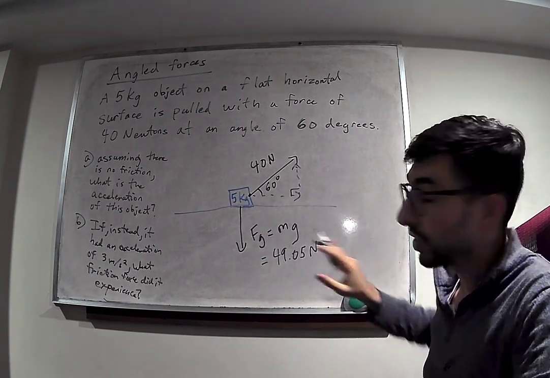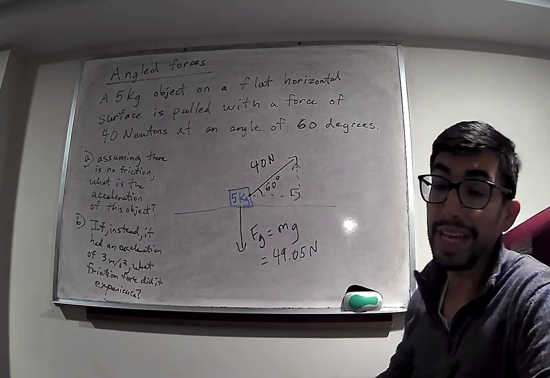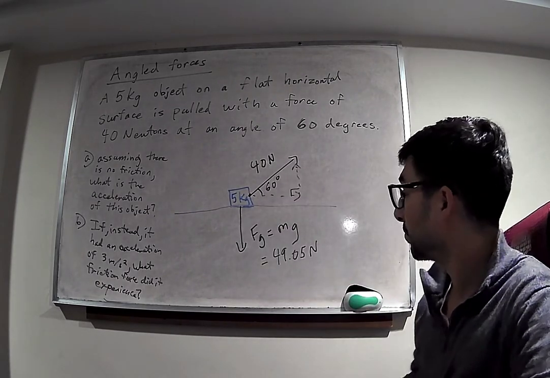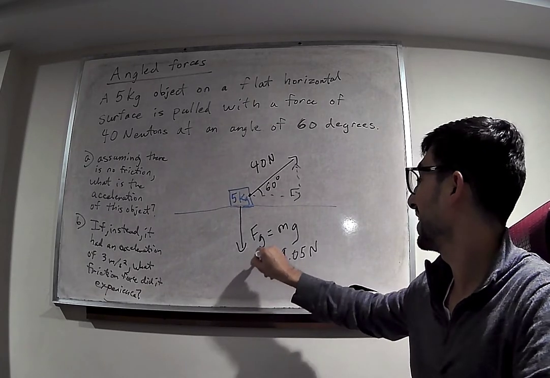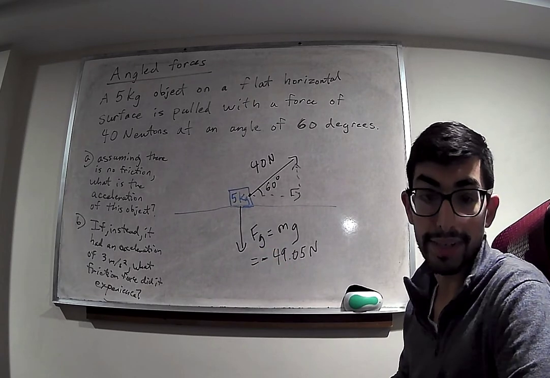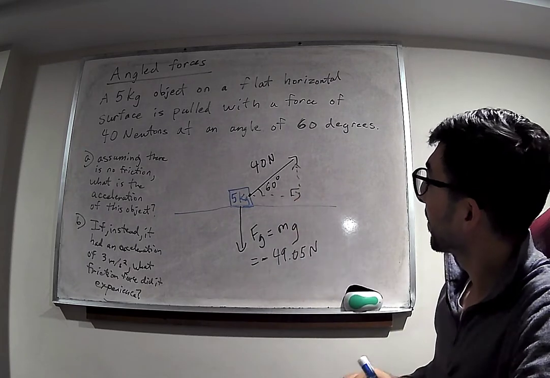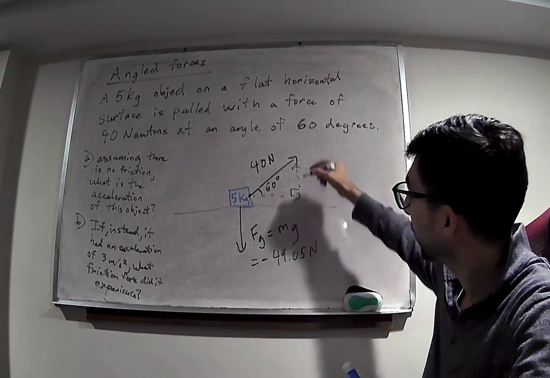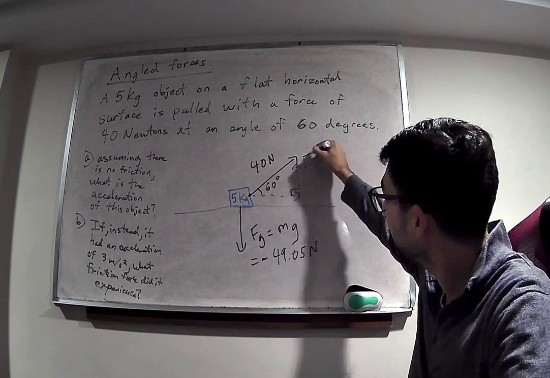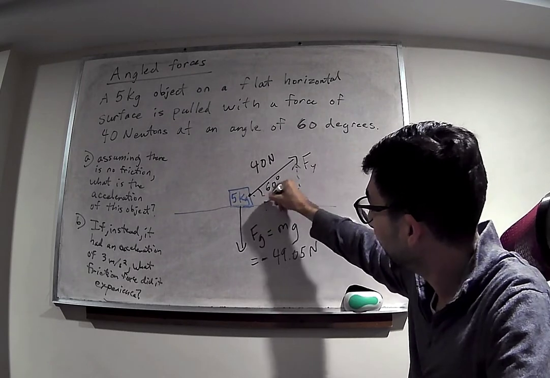Now we're going to note here that this force is at an angle. There should be x and y components to this force. I'm also going to make this 49.05 negative to show that it's downwards. Let's break down these components of this 40 Newton force. We have a y component, and we have an x component.